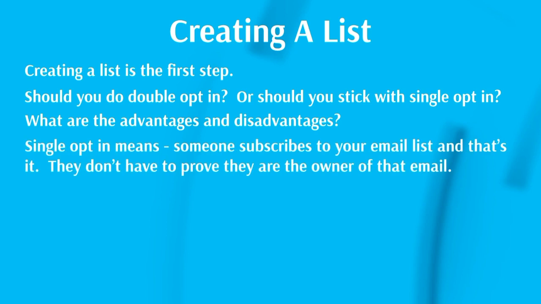So single opt-in means somebody subscribes to your email list, they go to your landing page, they fill in their name and their email address, and that's it. When they click submit, they get automatically added to your list. Now, here is the problem with that. If they do that, there's no way to prevent them from entering a fake email address.